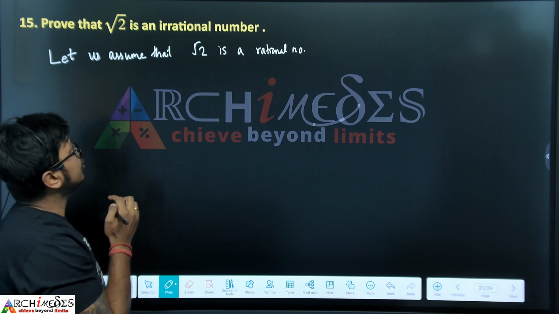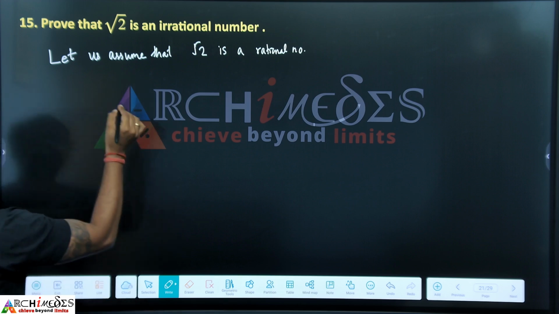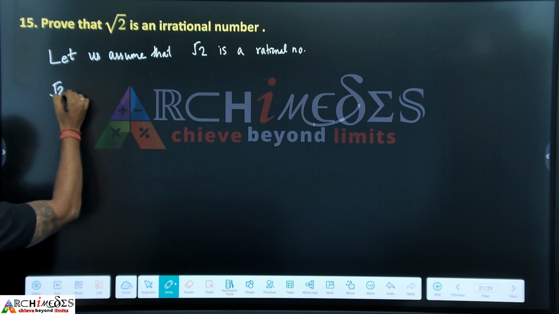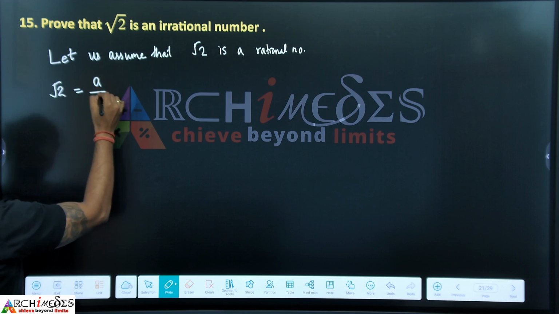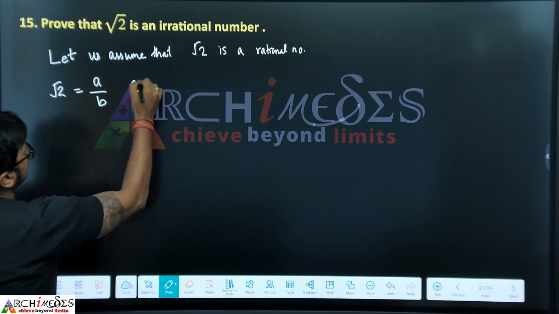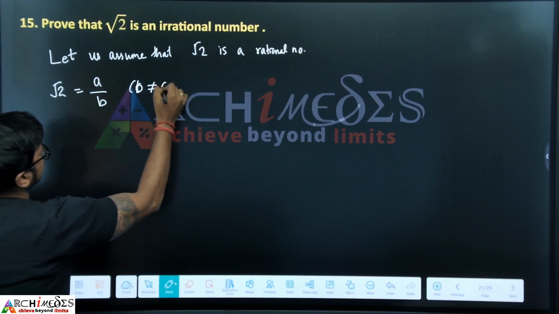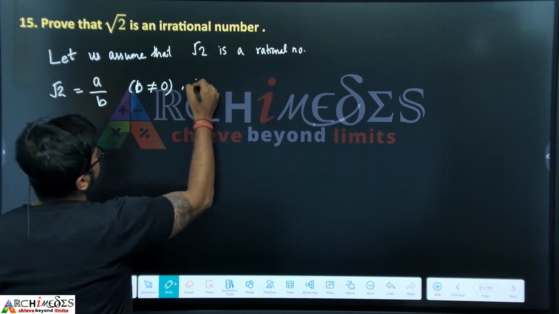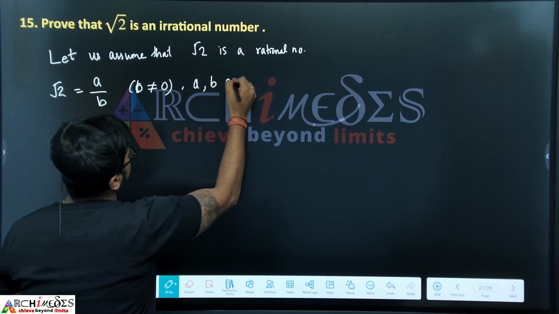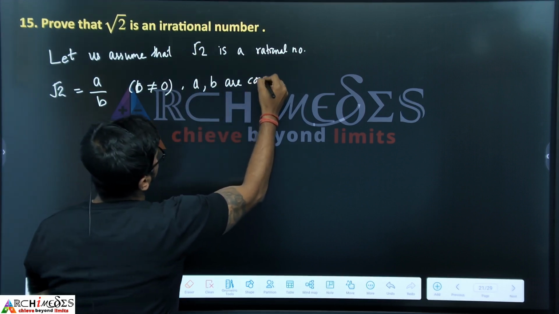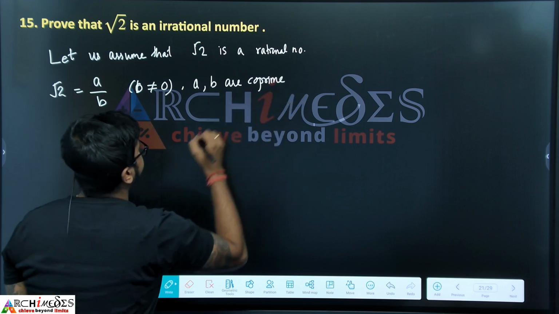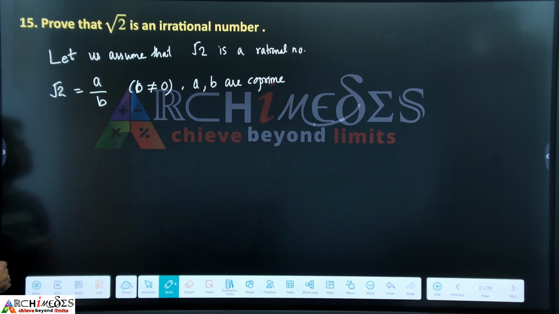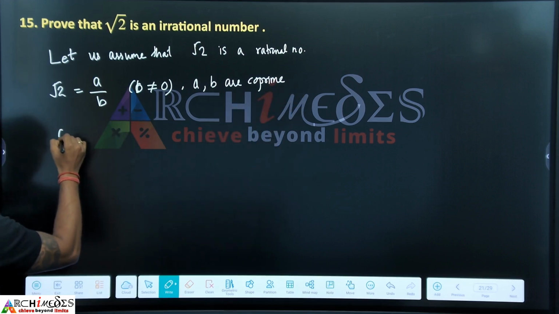We are assuming that root 2 is a rational number. If root 2 is a rational number, then root 2 can be expressed in the form of A by B, yes or no? Where B is not equal to 0. Clear? And also I am assuming that A and B are what, dear? Co-prime. Any doubt? After this, just cross multiply it.